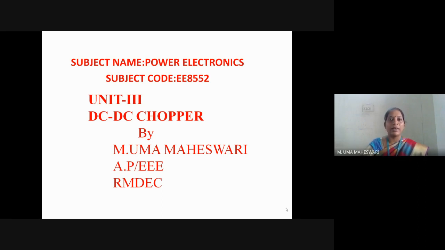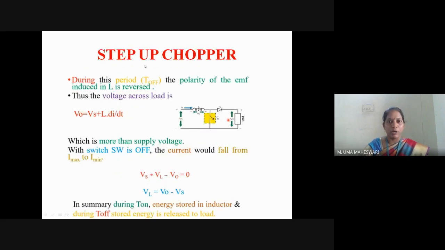In this session, I'm going to discuss the subject Power Electronics. The subject code is EE8552, and the unit of discussion is Unit 3, DC-DC Chopper. In DC-DC Chopper, we are going to discuss the step-up chopper. In the previous video, I discussed the step-down chopper. Now this session is about the step-up chopper.